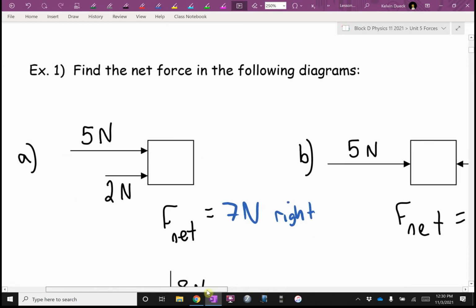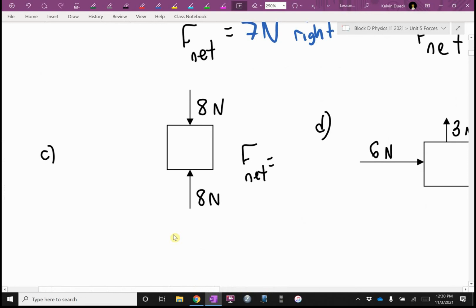Situation C. Ooh. What's the net force acting on it? 0. This is a hugely important situation. If you know the net force on an object is 0, you'll learn later on today, you also know that it can't be accelerating. You know that a is 0, which means either this object is at rest or it's moving in a straight line at a steady speed without speeding up or slowing down or turning. It's a very, very powerful piece of information if you know the net force is 0.